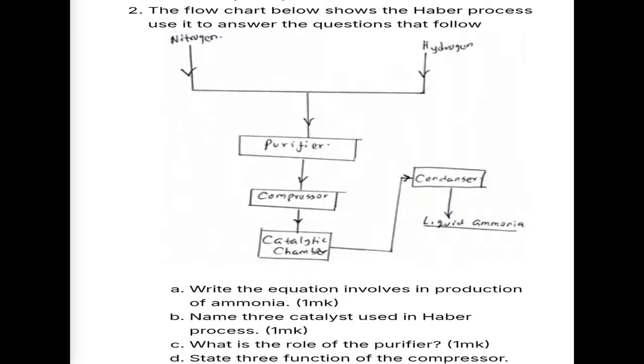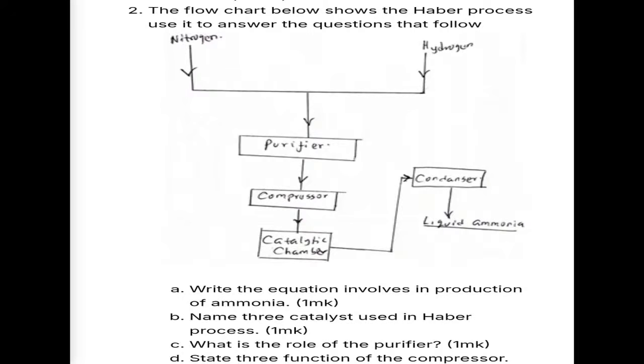And the first one is nitrogen, which we have already discussed as being obtained from the fractional distillation of liquefied air. Then another one is hydrogen, obtained from cracking of long-chain alkanes. So the two gases are first purified, and the reason why we purify these gases is to remove impurities. The impurities are unwanted substances which may poison the catalyst.